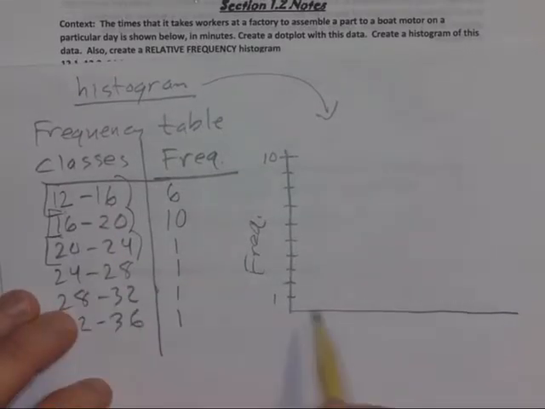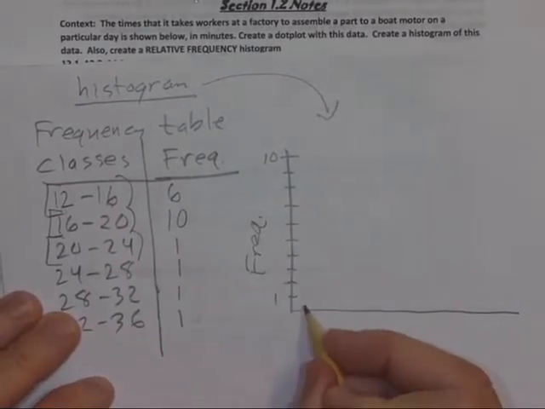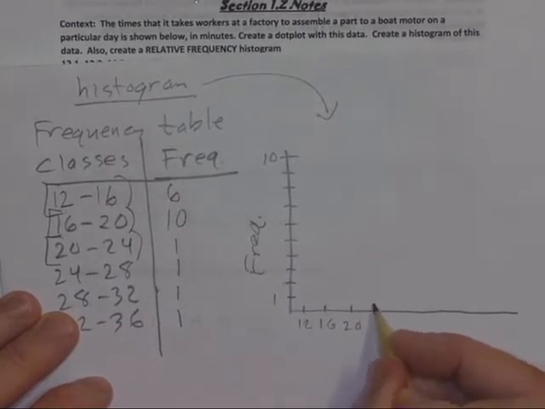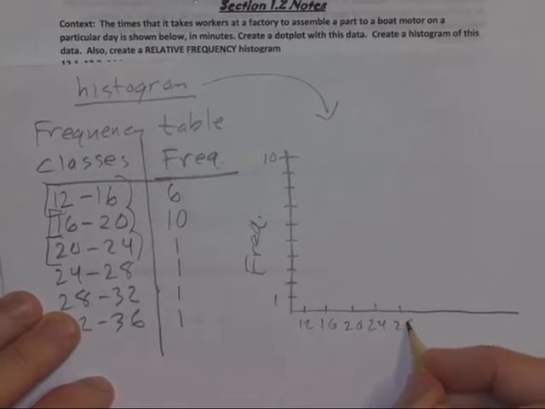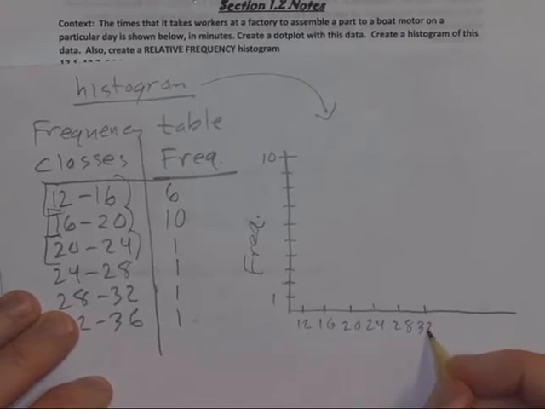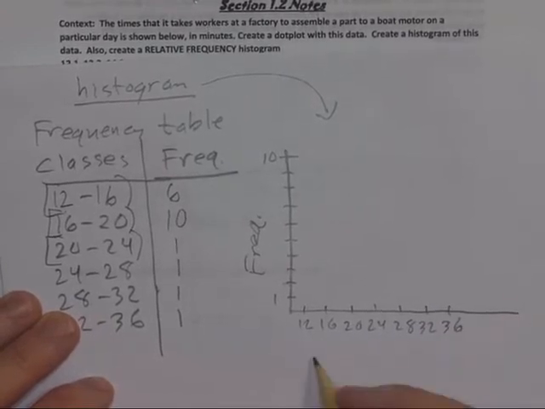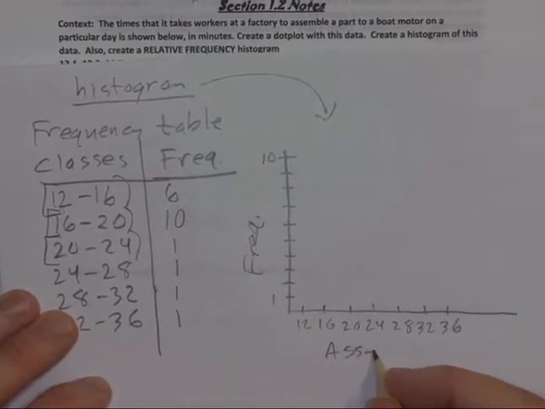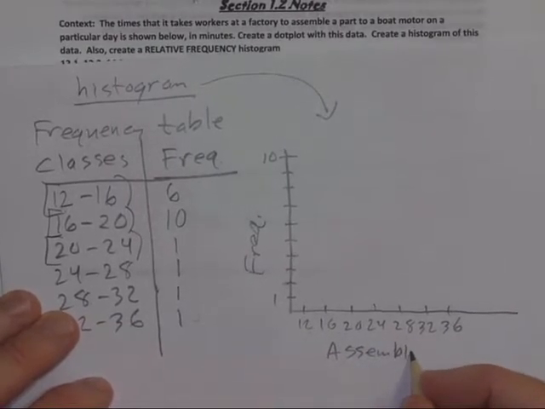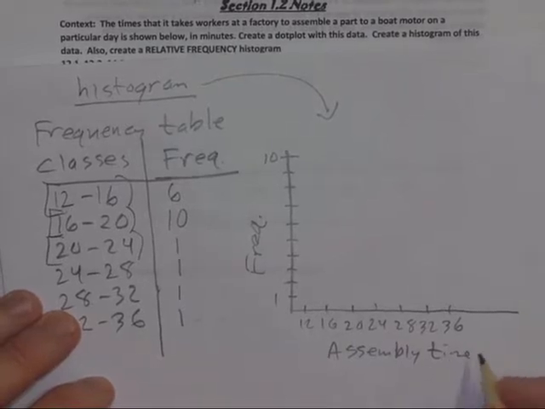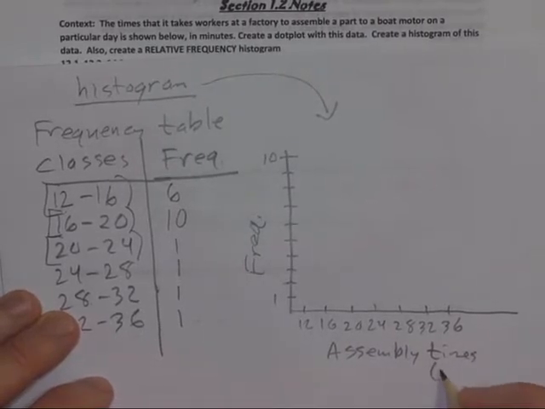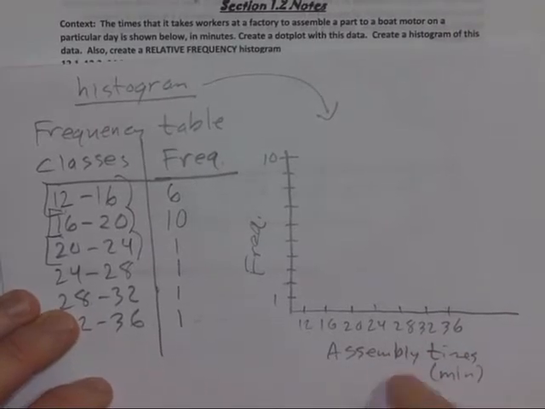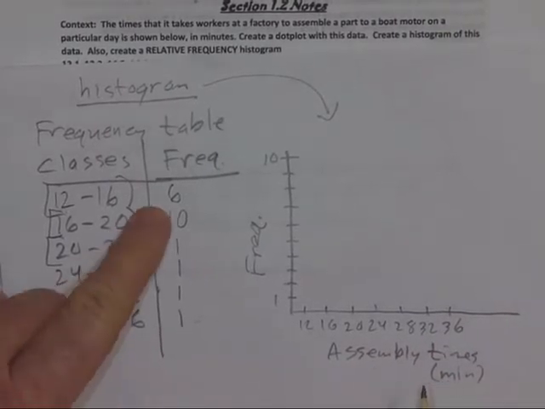Then you just put your classes on the horizontal axis. So you would just go 12, 16, 20, 24, 28, 32, and 36. And you have to label this. This is assembly time for a boat motor. So assembly times, and put the units in minutes. Once again, please do not forget to label and scale your axes. And then we just put bars up to the frequency.